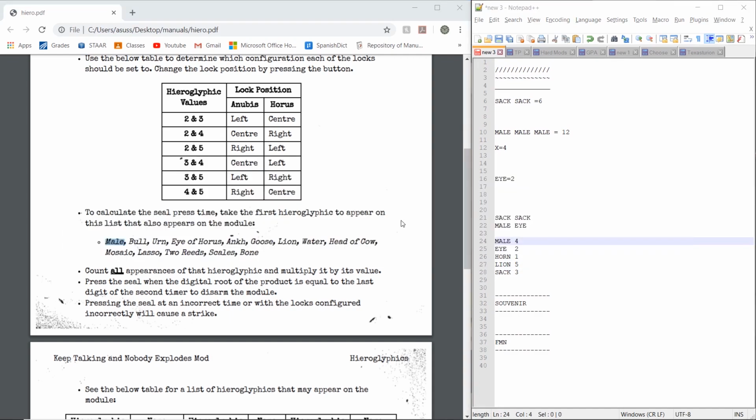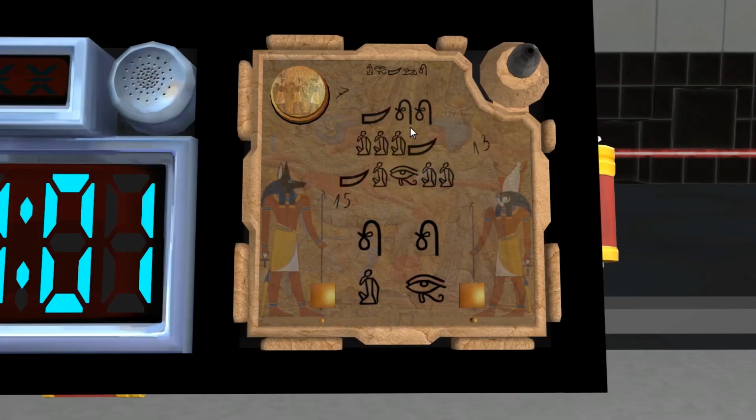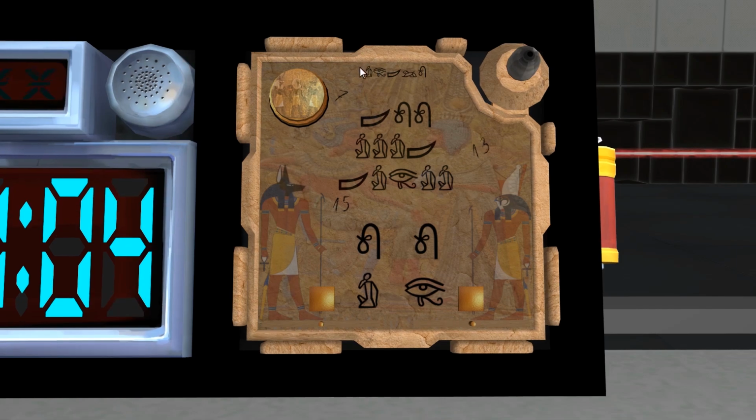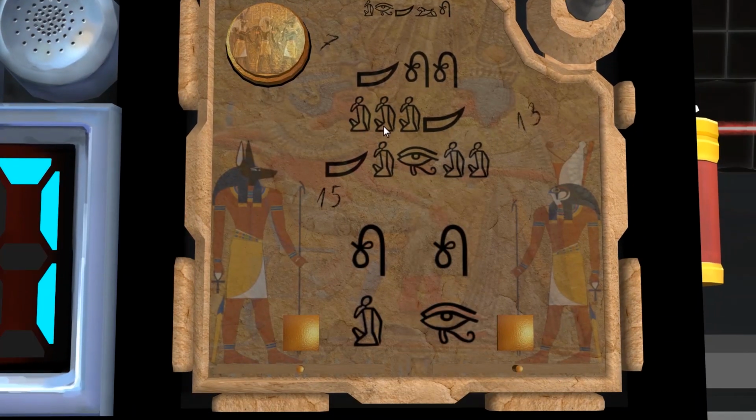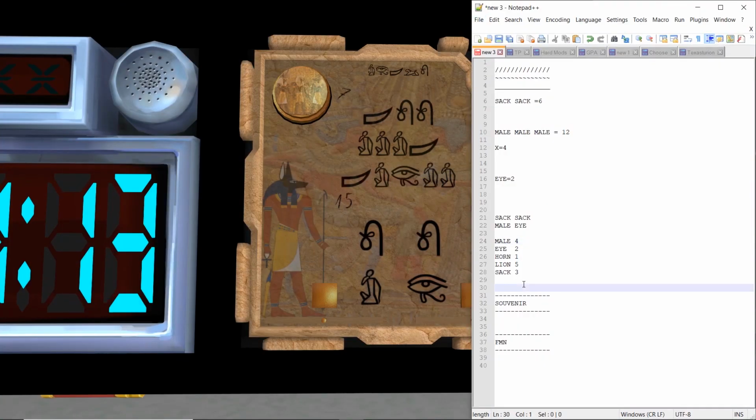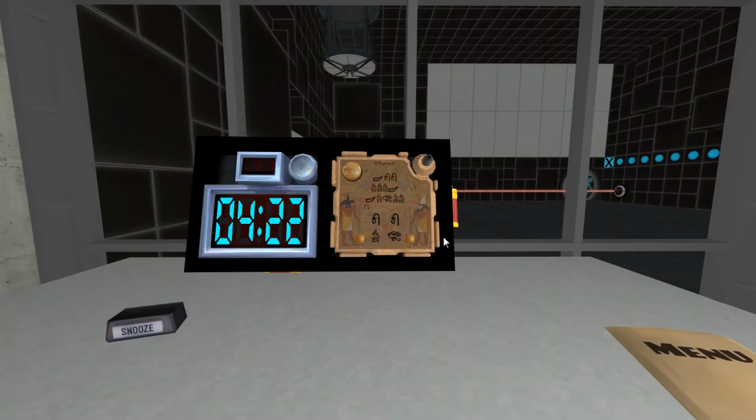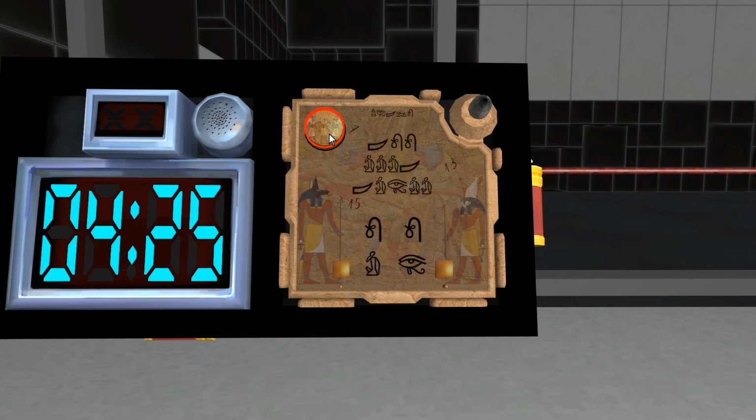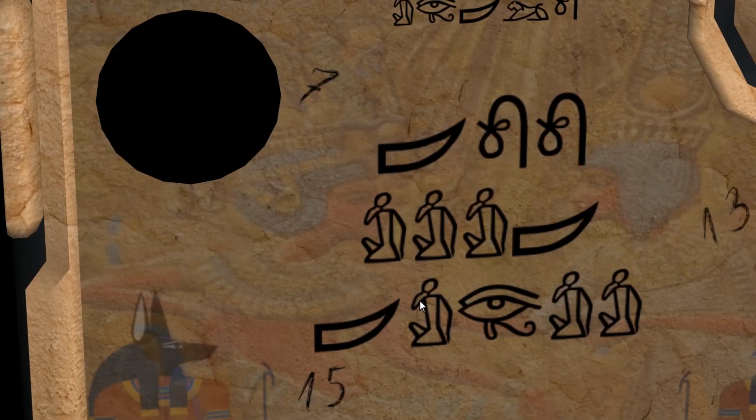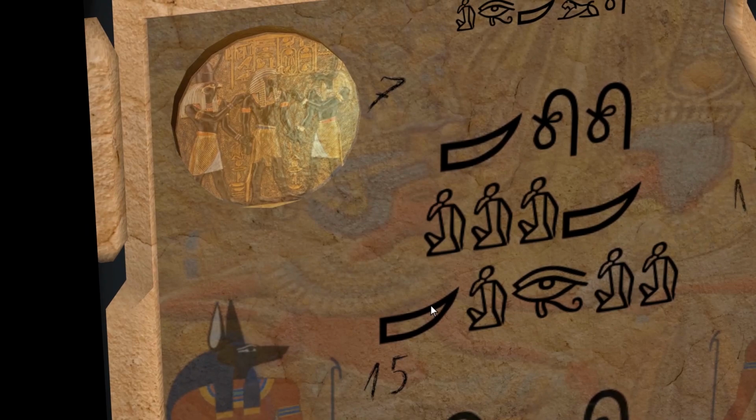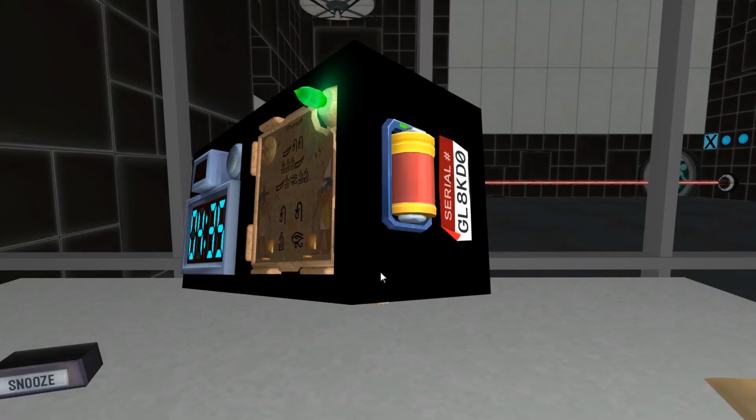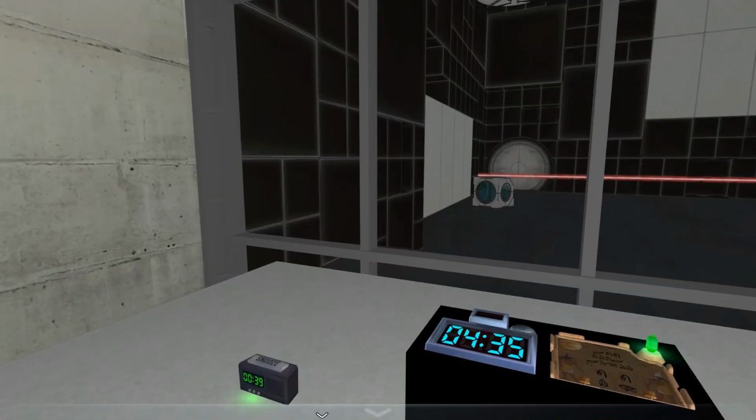So, with male, we count the male appearances on the module in total. So that is 1, 2, 3, 4, 5, 6, 7, 8. And we multiply that against its value. So 8 times the value of male, which is 4, that equals 32. We then take the digital root of that, which is 5, since 3 plus 2 is 5, and we submit it on that time. This was exactly the way, right now, the thing was meant to happen.